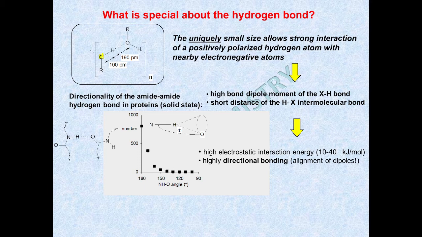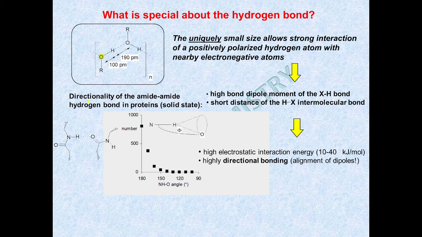Also, the short distance of the XH intermolecular bonds leads to the formation of this kind of unique structure within the molecules. And from the directional point of view, there is a high electrostatic interaction energy of 10 to 40 kilojoules per mole for this kind of bond, and directional bonding, the alignment of the dipoles, because this is quite fixed: the hydrogen atom has to be flanked between two atoms, both of them electronegative atoms.